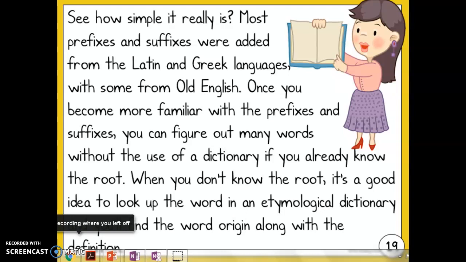This week you will not have an assignment for suffixes. You will just be listening to this PowerPoint. So if you'll remember, it's really simple.